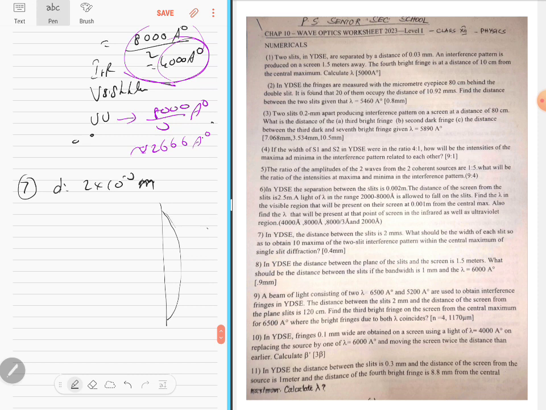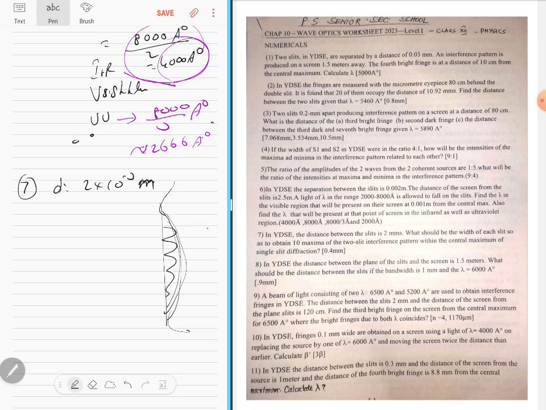Supposing this is the central maxima, where the distance between the slits is 2 millimeters, what should be the width of each slit so that we obtain 10 maxima? So there has to be 10 maxima of the two slit interference pattern within the central maximum.